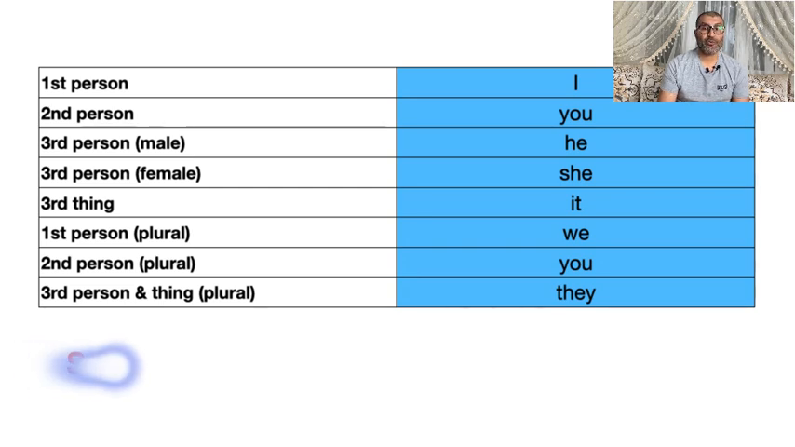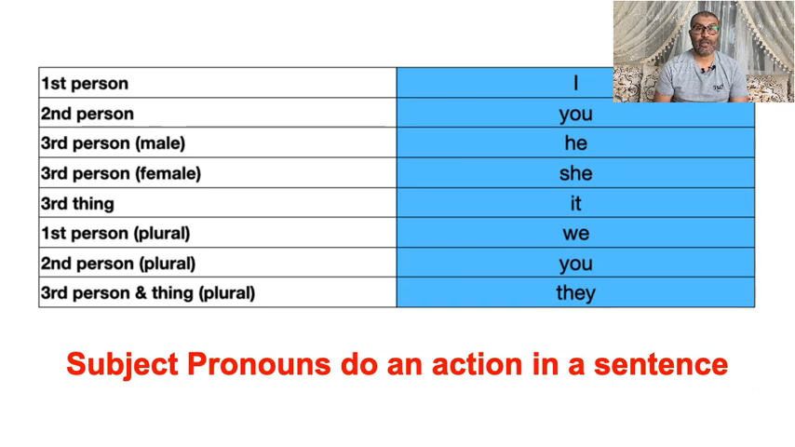So the subject pronouns do an action in the sentence. All of these, I, you, he, she, it, we, you, they, are subject pronouns. This is all you have to remember. What is the main job of the subject pronouns? They do an action, or a verb, in the sentence.